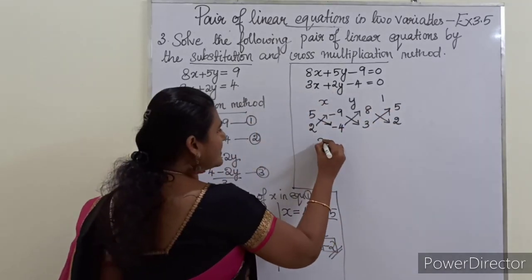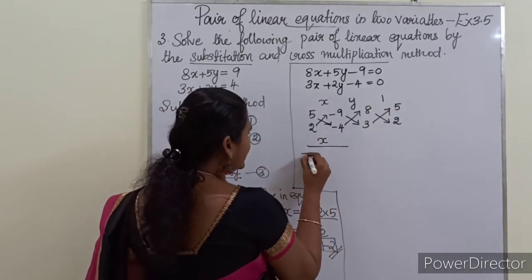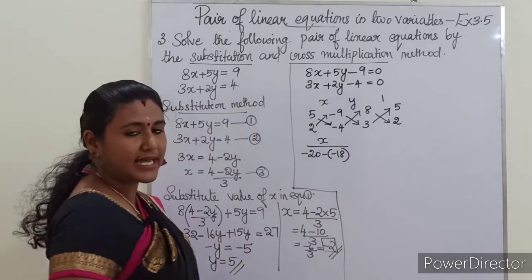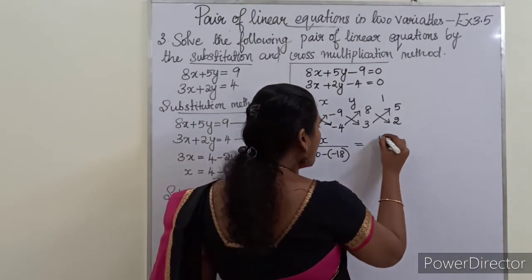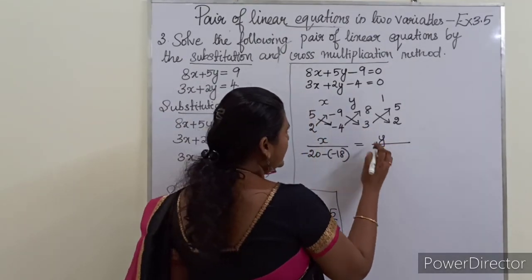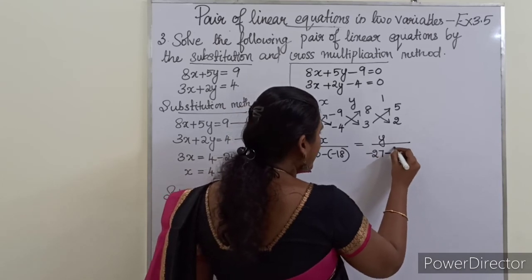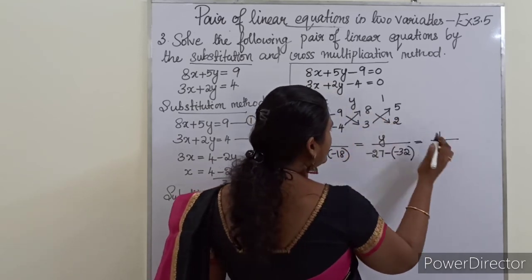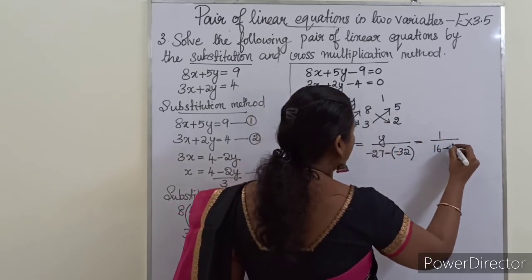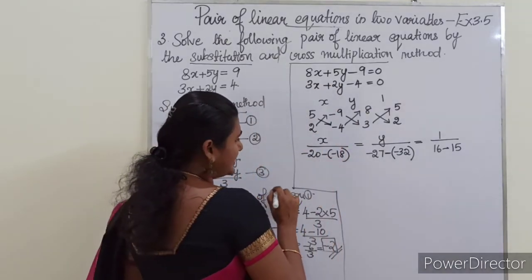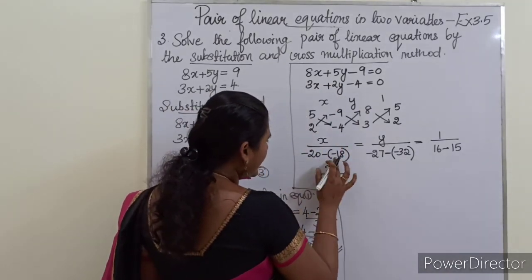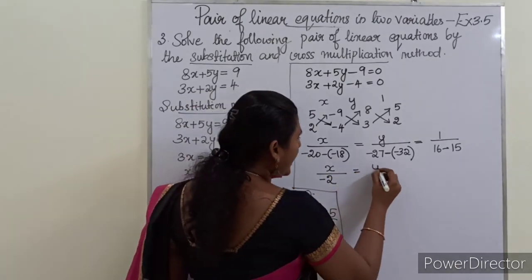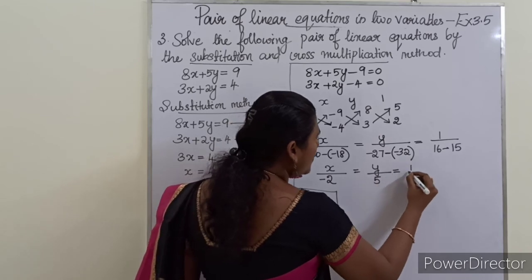So when you simplify this, x by, we multiply these, that is 5 into minus 4, minus 20, minus of minus 18, 2 into minus 9 is minus 18, is equal to y by, we will multiply these two, that is minus 27 minus of minus 32, equal to 1 by 8 2s are 16 minus 5 3s are 15. So here we will simplify. So x by, you will get here minus 2. x by minus 2 is equal to y by 5, which is equal to 1 by 1.